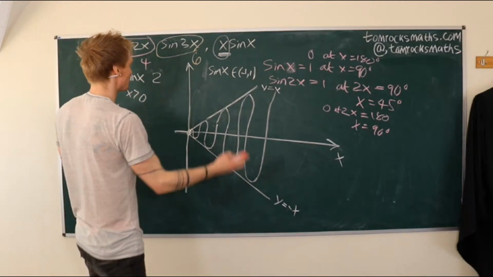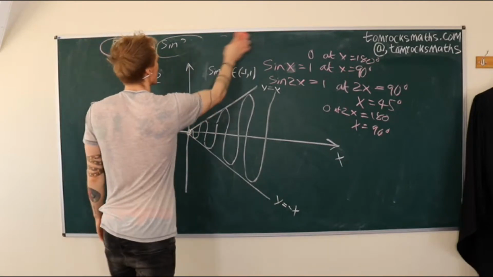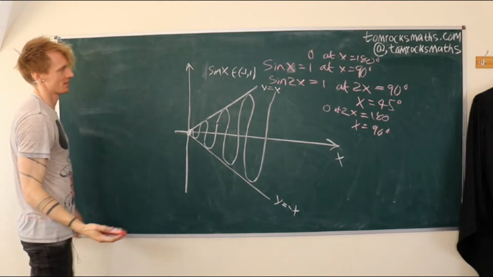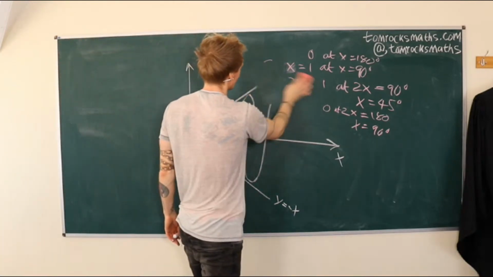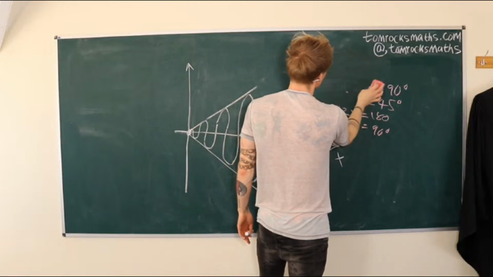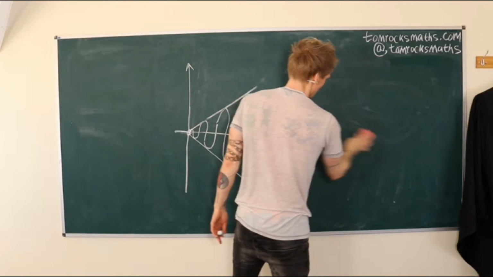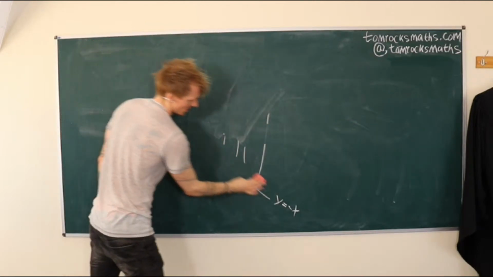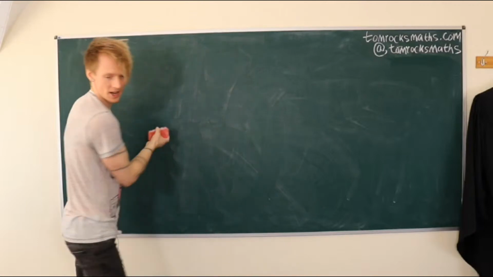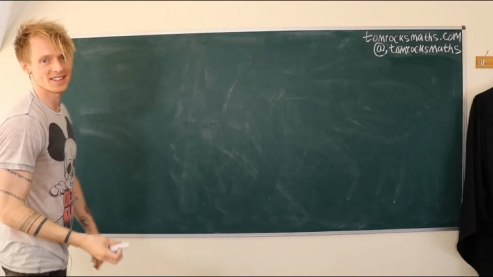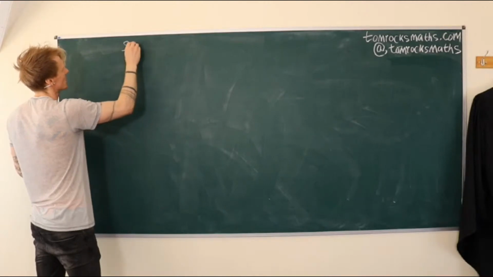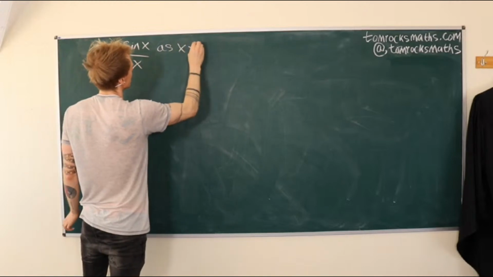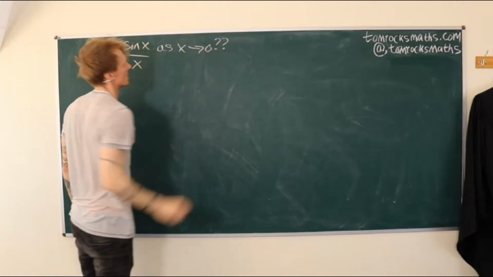The next question, which came in from Owen, and Owen asked about sine x divided by x. So this is a classic question, but one that I'm more than happy to have a go at here. So Owen wanted to know what happens to sine x divided by x as x tends to 0. So Owen's question, sine x divided by x as x tends to 0.